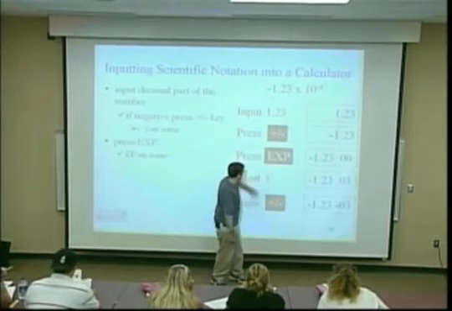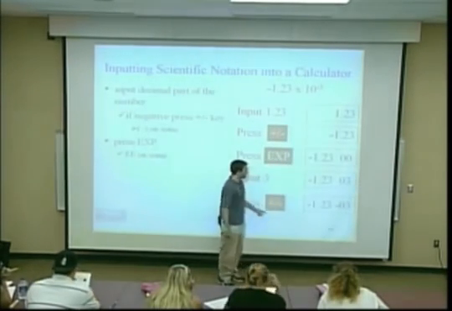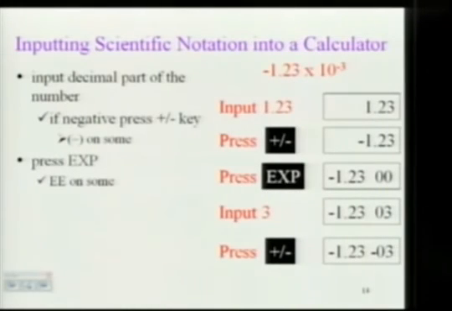Okay? So in this case, you would make it to the minus 3. So type in 3 and make that 3 negative. Now you've got negative 1.23 times 10 to the minus third. That's what this one says.